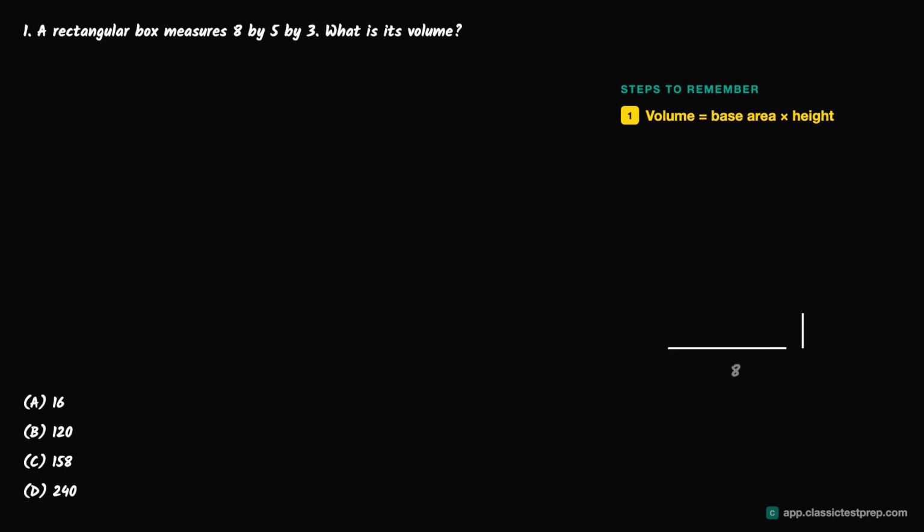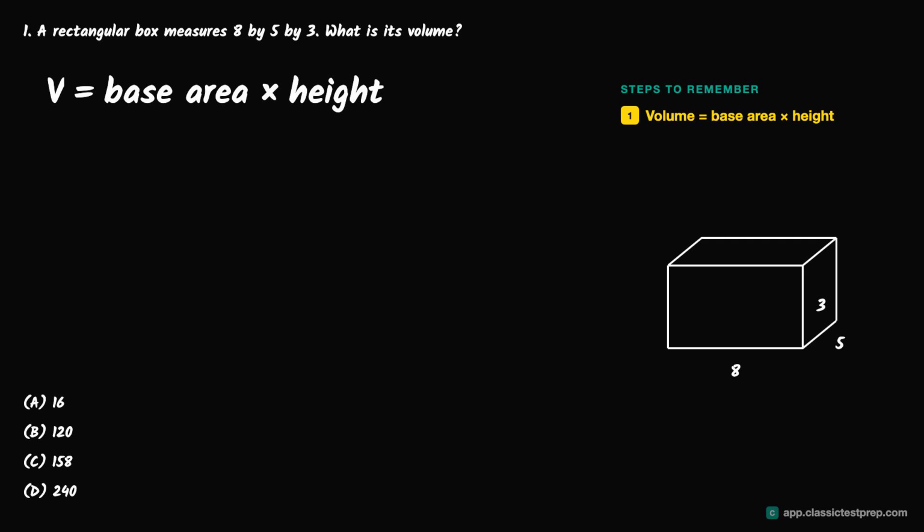Okay, so today we have something that I think is kind of interesting on offer. We're going to do surface area and volume problems where we are working with three-dimensional shapes. So our first question, we'll start with an easier one. A rectangular box measures 8 by 5 by 3. What is its volume?